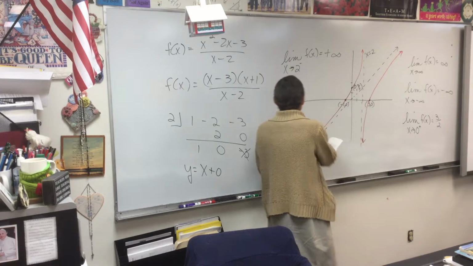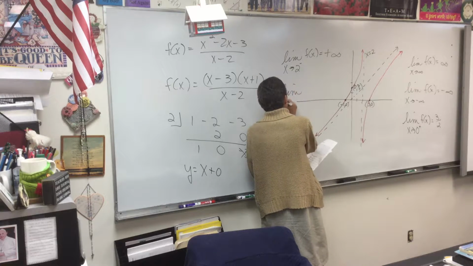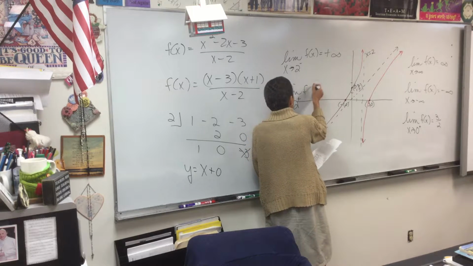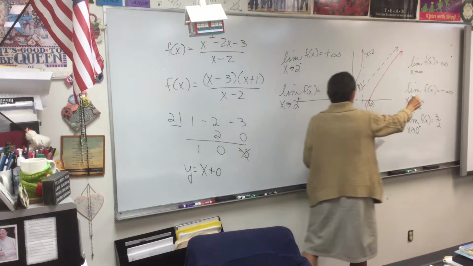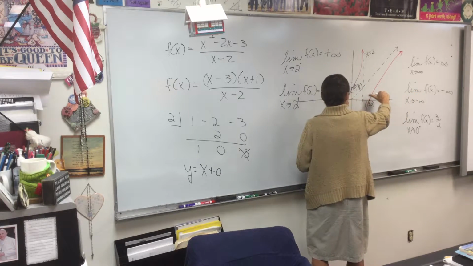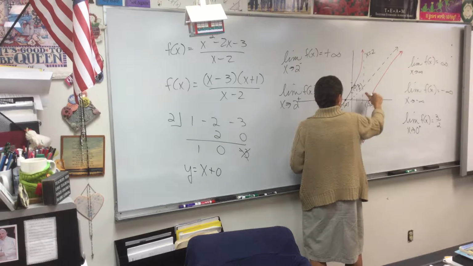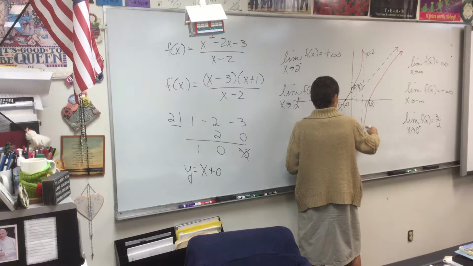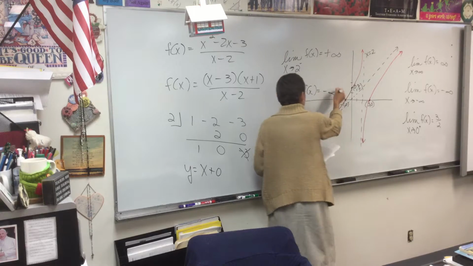Now, 10 is exactly the same question, but it's from the other side. So what is happening to the red curve as we come toward the asymptote on this side? What's happening to the curve? Going down. It's going down.